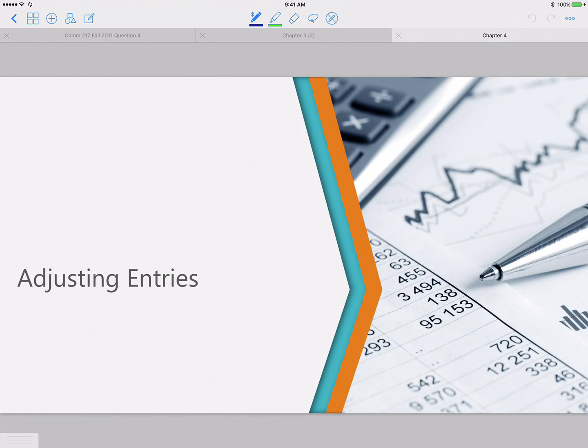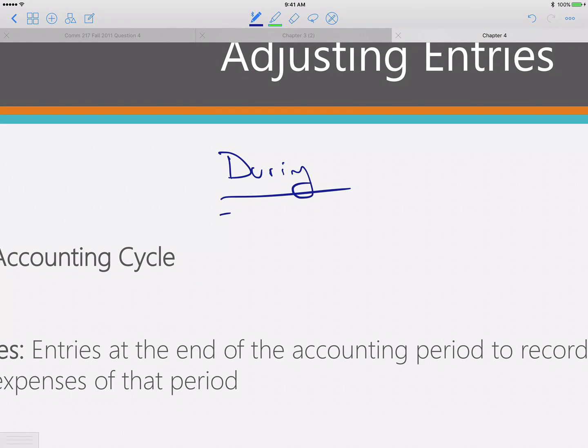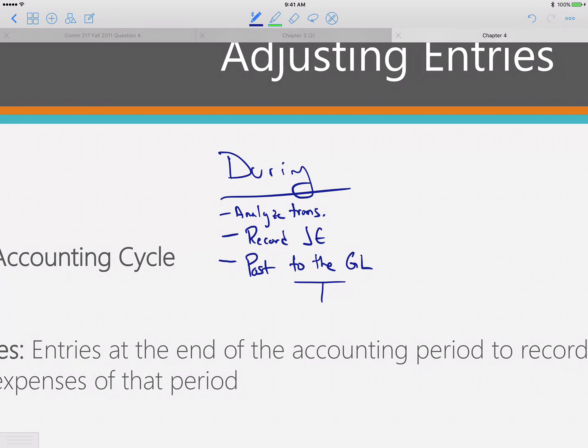So let's get started. We're going to first talk about adjusting entries. So we're going to review the accounting cycle really quickly. So the accounting cycle. What we do during the period, we start off, during the period, we analyze transactions. We then record journal entries in the general journal, so we just record all the entries of the transactions. And then we post them to the general ledger. And so this is like T accounts.